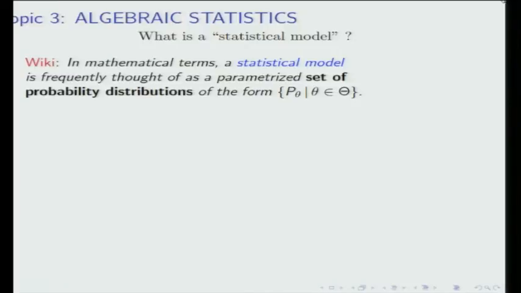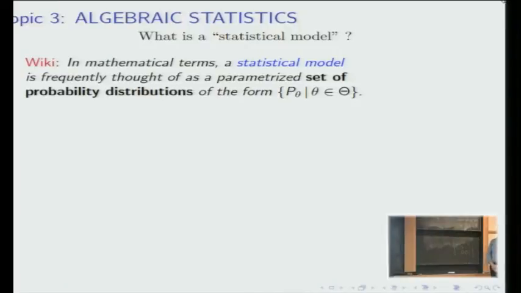One thing that statisticians do is use statistical models to fit data, to solve inference problems. So you can ask the question, what is a statistical model? Well, you go, for example, to the wiki, the source of all wisdom, and you read that in mathematical terms, a statistical model is frequently thought of as a parametrized set of probability distributions. So P_theta is a probability distribution on some state space, and theta ranges over some set of model parameters. Typically, this is some subset of R^n. Okay? So this is the definition.